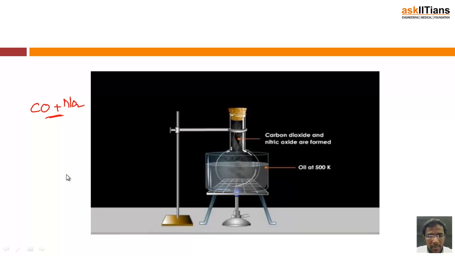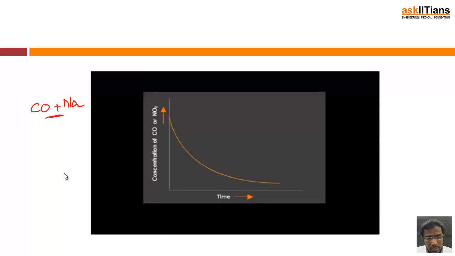The products are carbon dioxide and nitric oxide, CO2 and NO, and the mixture is now white in color. That indicates that carbon dioxide and nitric oxide are formed, because CO2 and NO both are colorless gases. So initially the mixture was dark brown, but now it is white. So a reaction is taking place and certain products are formed.